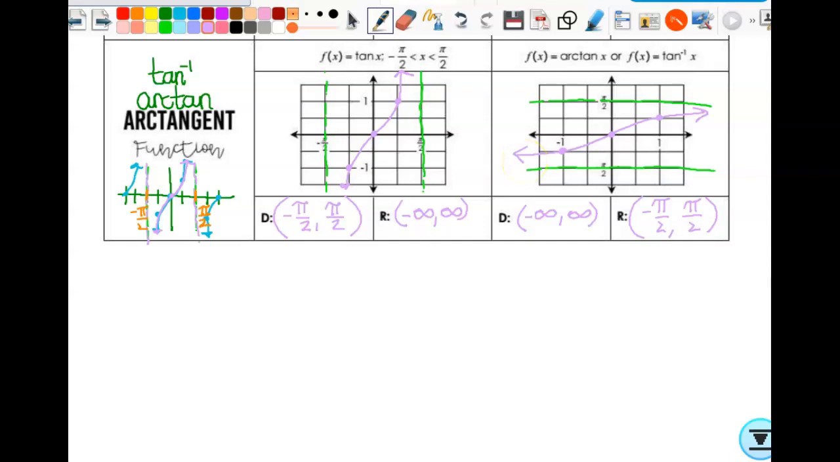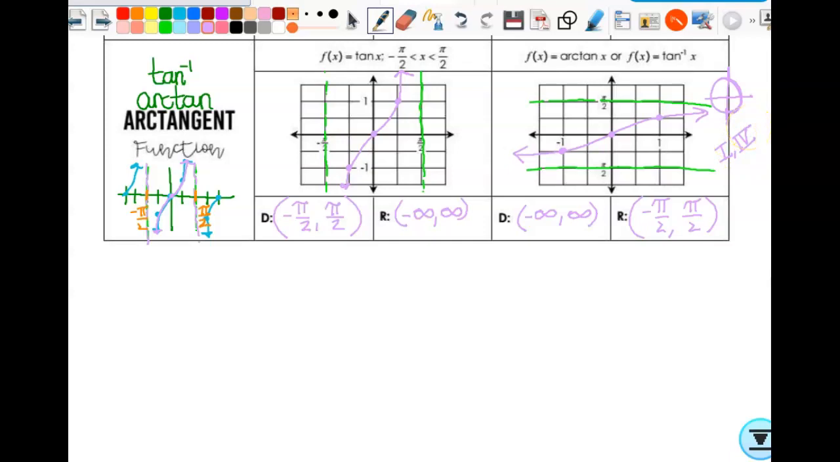If I am going from negative pi halves to pi halves, what quadrants of the unit circle, forget these quadrants, the quadrants of the unit circle am I using? First and fourth, because this is pi halves, this is negative pi halves. If I'm using these two right here, that's first and fourth. Okay? And that's what I wanted you to get out of this.